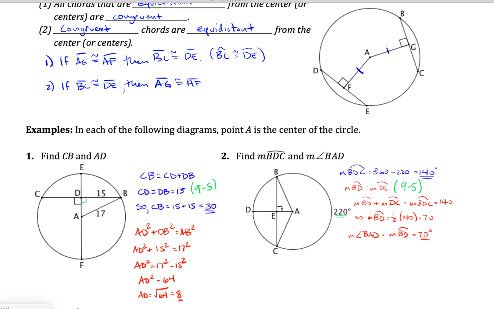And then, again, based off of theorem 9-5, we know that since this radius is perpendicular to this chord, it's going to bisect not only the chord, but it's also going to bisect the arc that the chord BC cuts off from the circle. So that would mean that the measure of BD would equal the measure of DC.